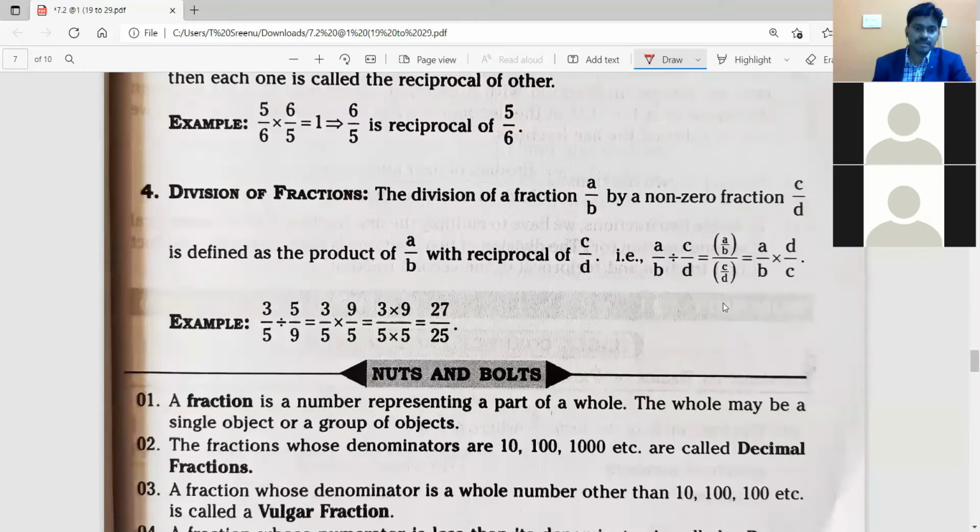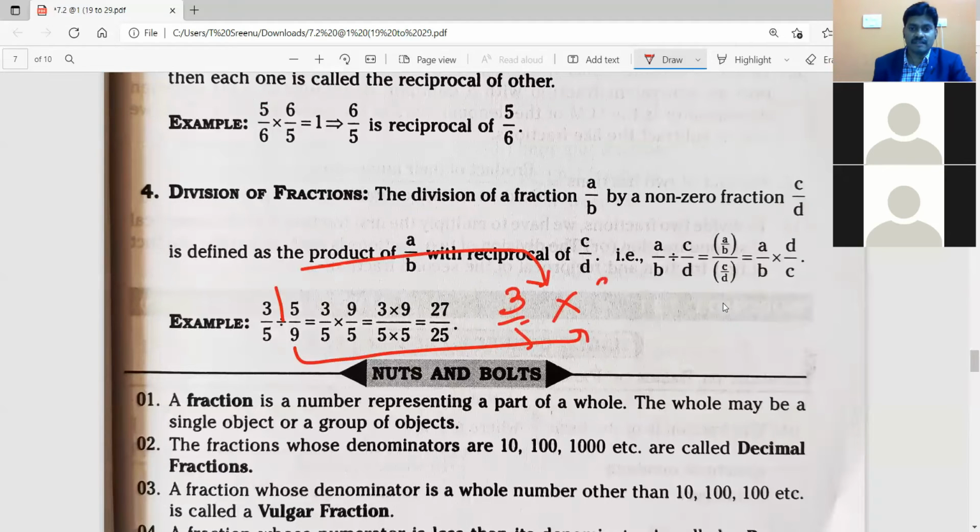Division of fractions. Division, how shall we do? We will write the first fraction as it is, and we will take division as multiplication, and we will write the reciprocal of the second fraction. Okay, now division is also multiplication only, but the division symbol changes to multiplication. That means multiplying by the reciprocal of the divisor is nothing but division. So now division is possible here.